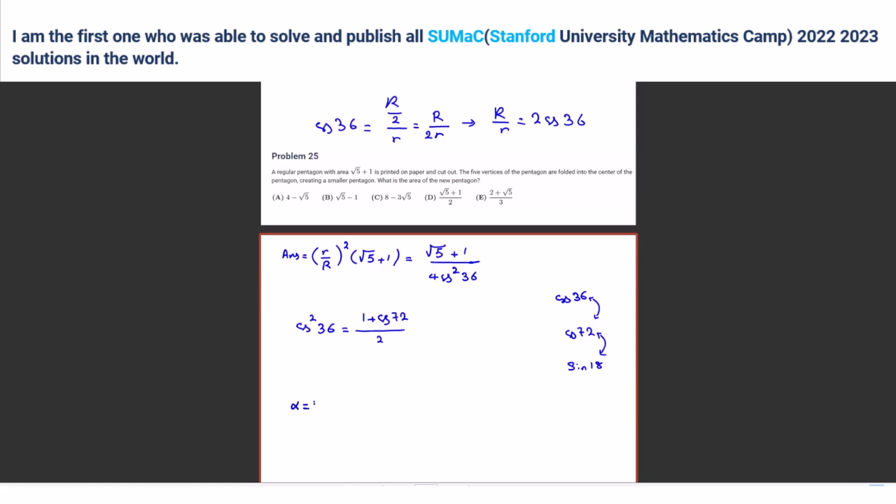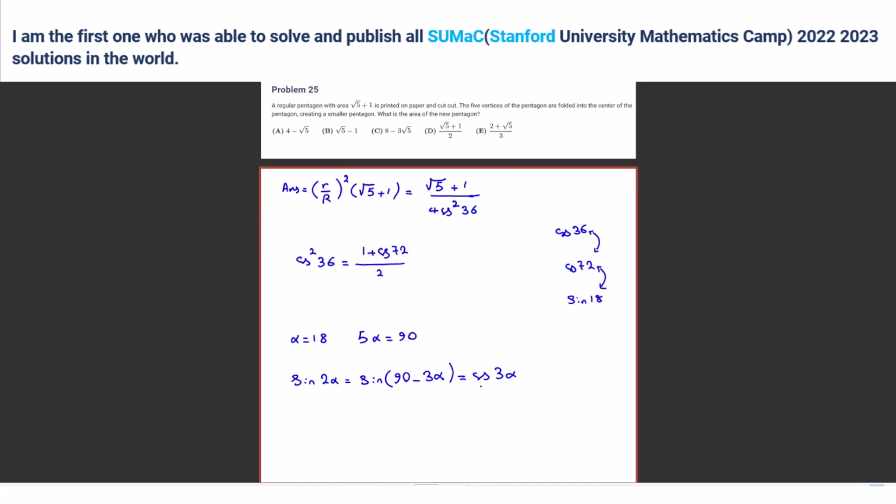It's famous. You can say alpha is equal to 18, okay? Then 5 alpha is 90, right? Then do you agree sine 2 alpha is equal to sine of 90 minus 3 alpha? So it's equal to cos 3 alpha, okay? So we have sine 2 alpha equals cosine 3 alpha. Then you can use trigonometric formulas to simplify, and then you can find sine alpha. You should simplify both sides. Want more hint or is that enough?